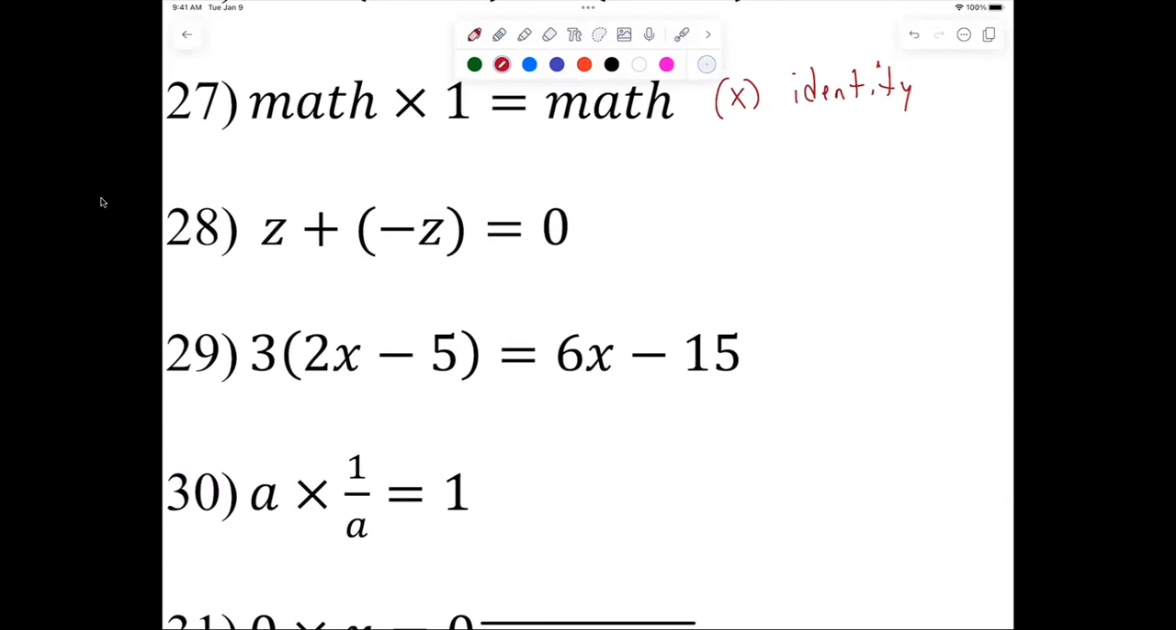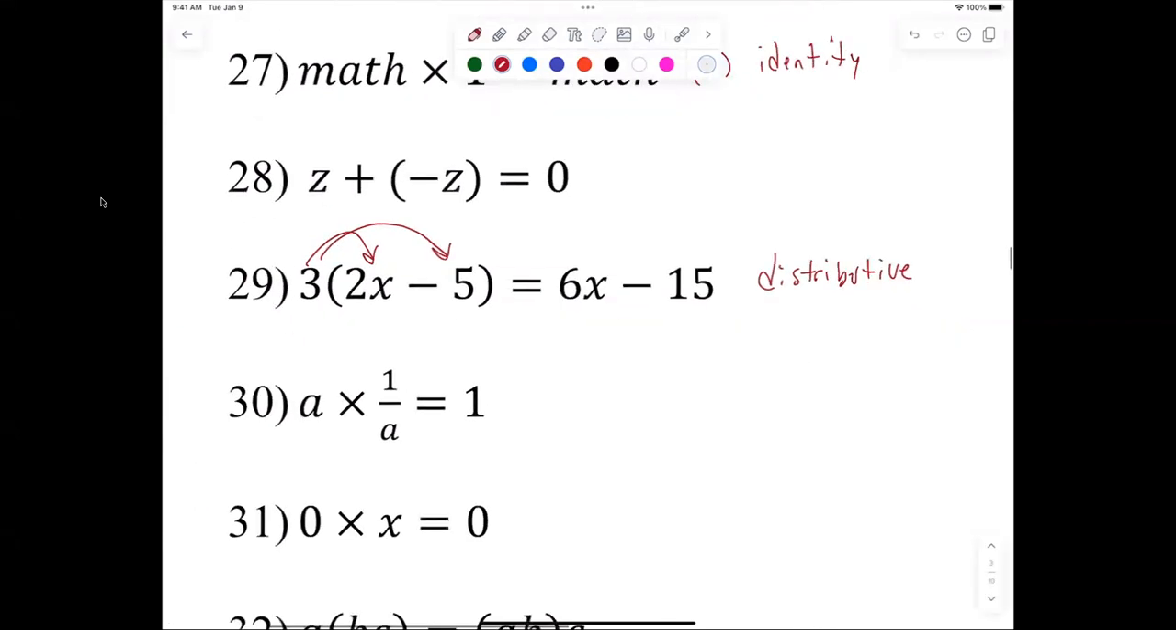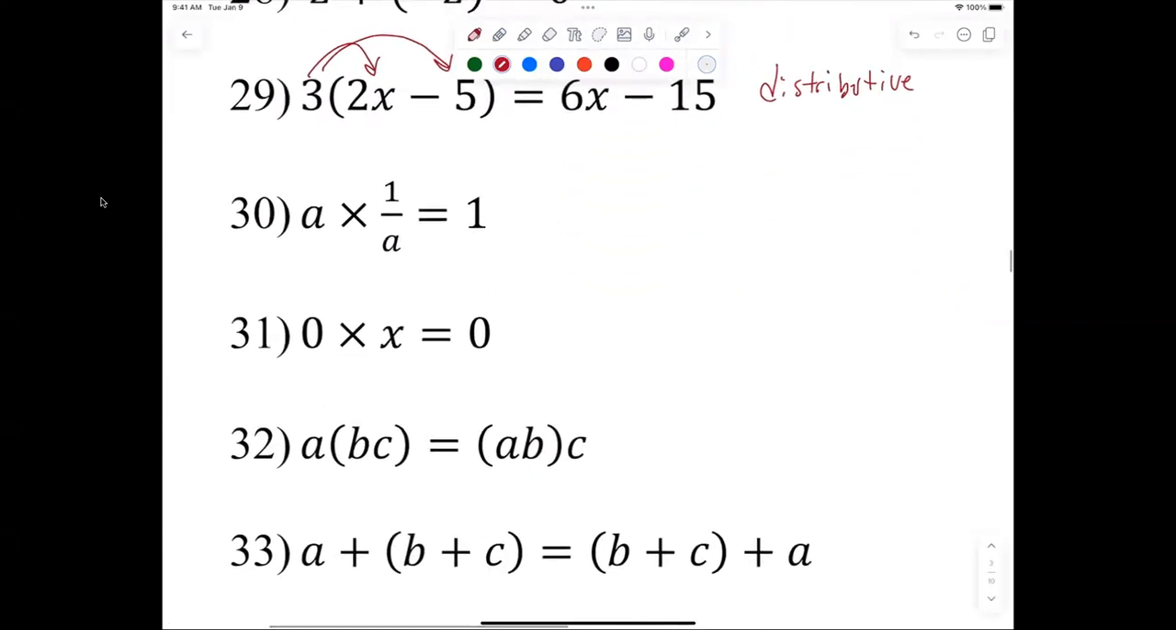All right, Evan, tell me about 29. You remember? What are we doing with the 3? Tell him, Jay. Yeah, distributive property. The distributive property. 31. Zero property. Very good.